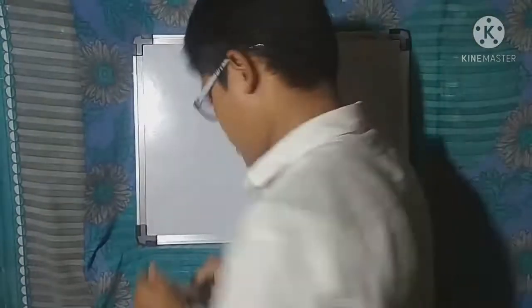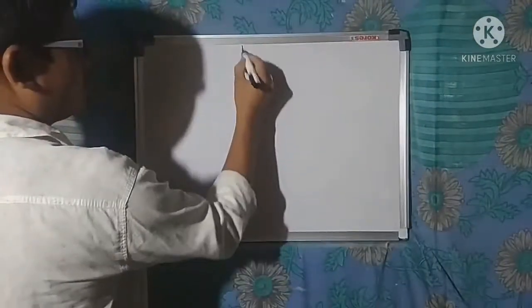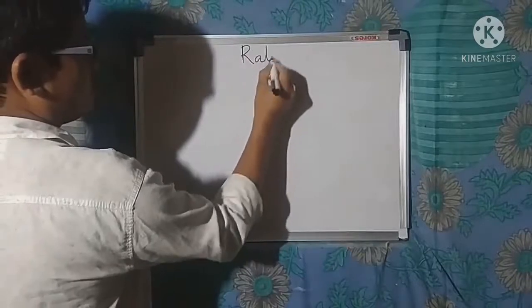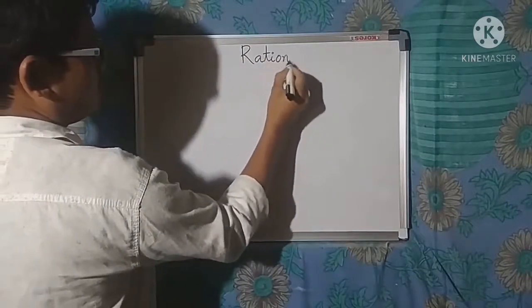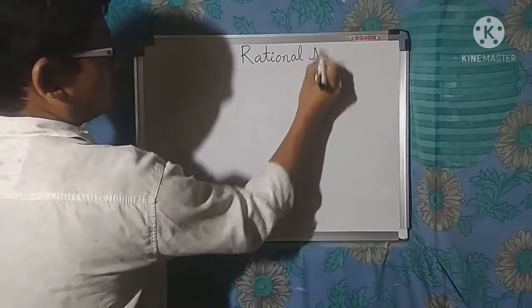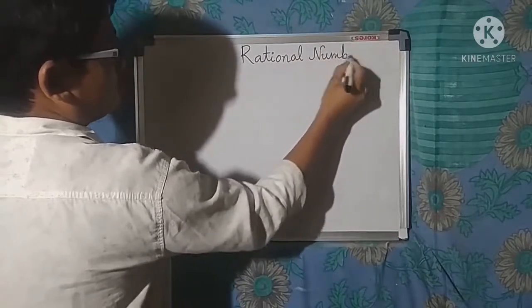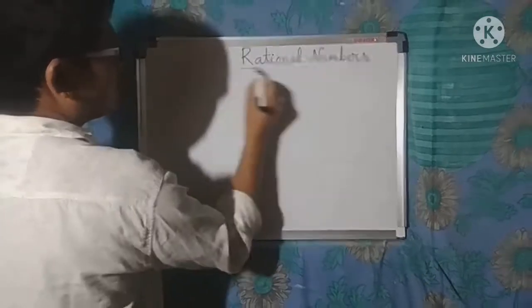My dear students, today we are going to discuss the first chapter of class 7 mathematics. The name of the chapter is rational numbers. So we will discuss about rational numbers.